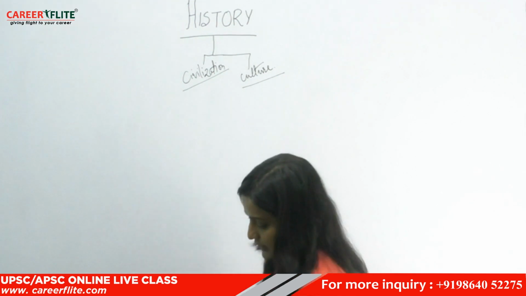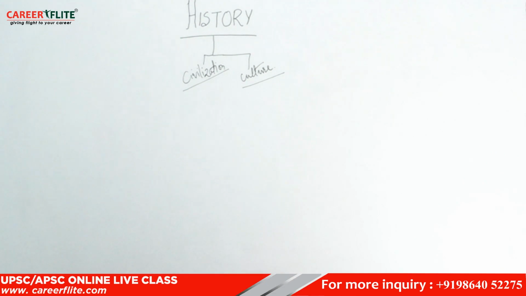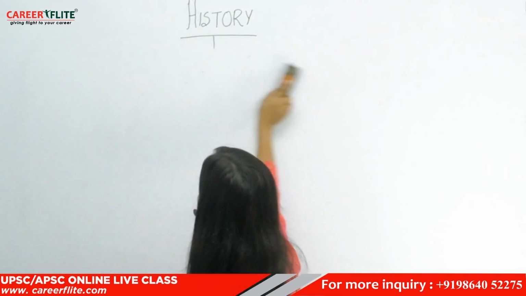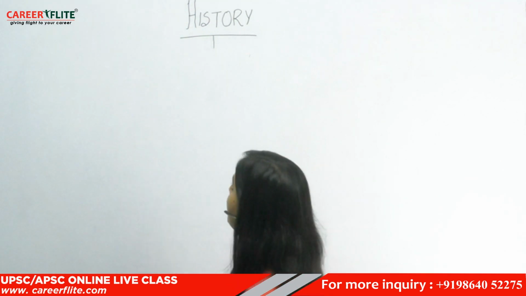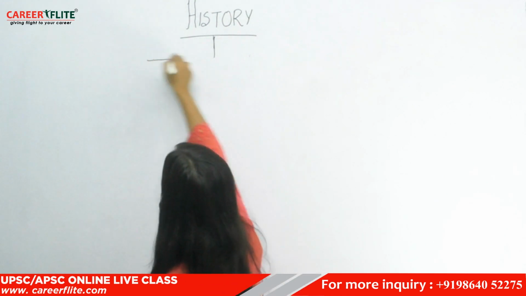Now, the next point is, in order to understand history in a systematic way, we should know about the classification of history. Now, when we go into the classification of history, we find two approaches. Now, let us see what those are.